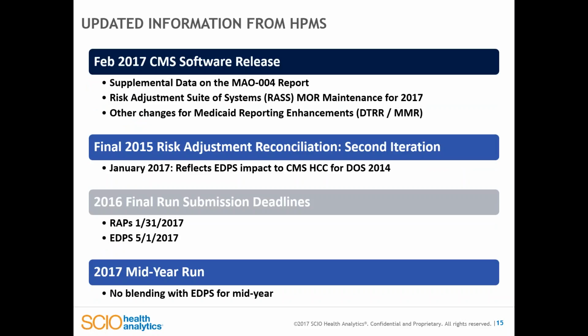Okay. Thanks, Sean. So let's talk a little about some information that has come from HPMS rather rapidly. First of all, the CMS has released several months ago, and again, another update on their February software release. Supplemental data on the 04 has to do with additional CPT and HCPCS, which we will discuss in a little more detail later. The MOR maintenance for 17 has to do with record type D, which is the mechanism they're using to tell plans what HCCs came from encounter data, as opposed to record type C, which is what came from RAPs. And then, of course, changes for Medicare reporting on the daily transaction reply report and the MMR.